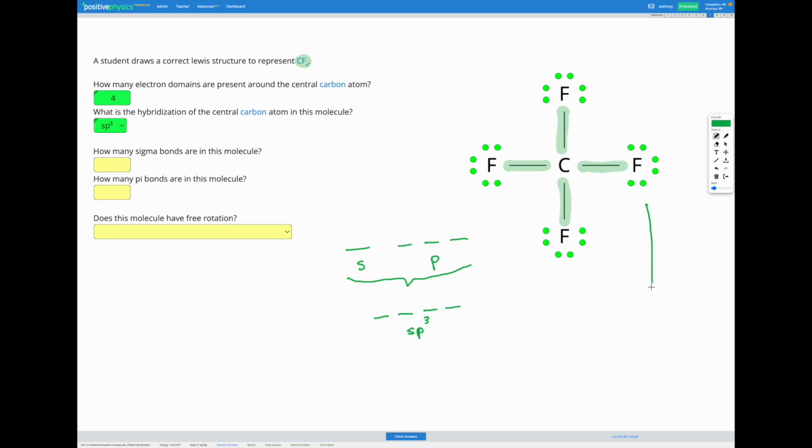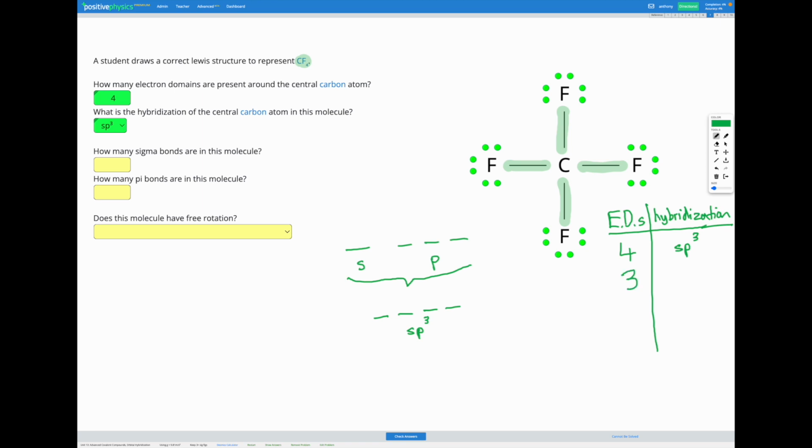So we can do a little table here. The number of electron domains, I'll call them EDs. If we had 4 electron domains, we found that our hybridization was sp3, since the s and 3 of the p's came together to form 4 equivalent electron domains.